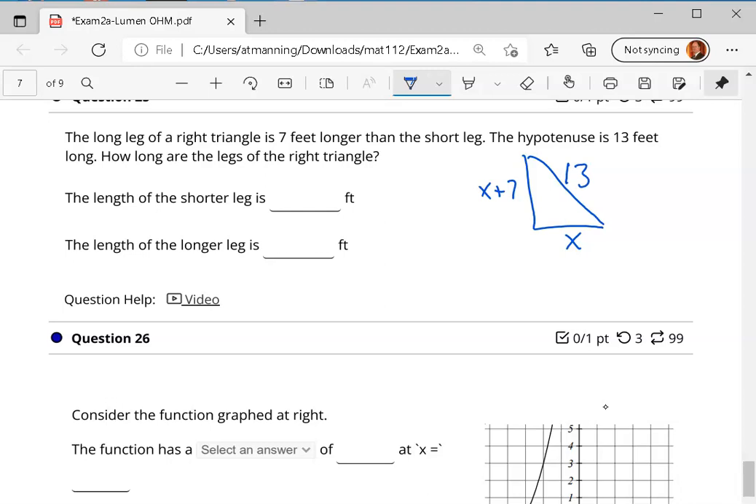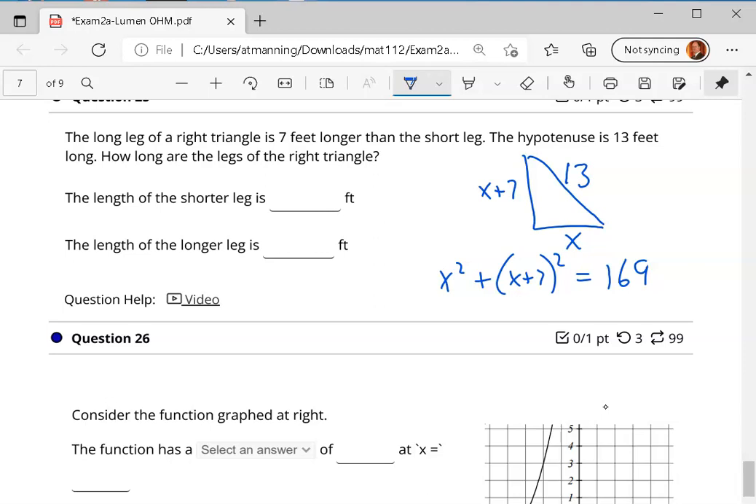Well, from the Pythagorean theorem, we know that this squared plus that squared gives us that squared. I know that x squared plus (x plus 7) squared equals 13 squared, or 169. And my square table is memorized. Well, all I have to do is multiply out. Did it say I have to use the quadratic formula? Well, let's just see what I get.